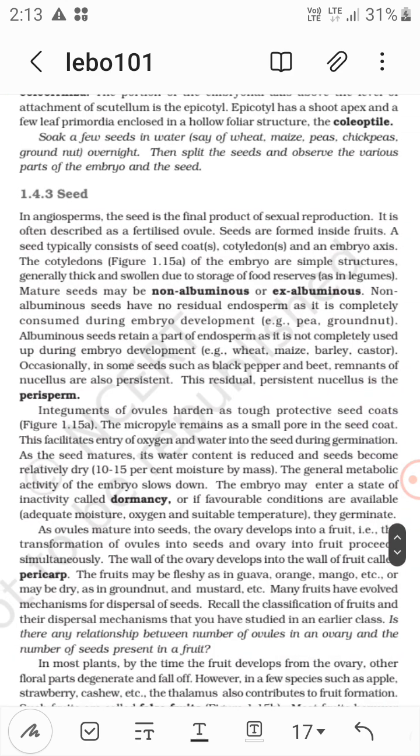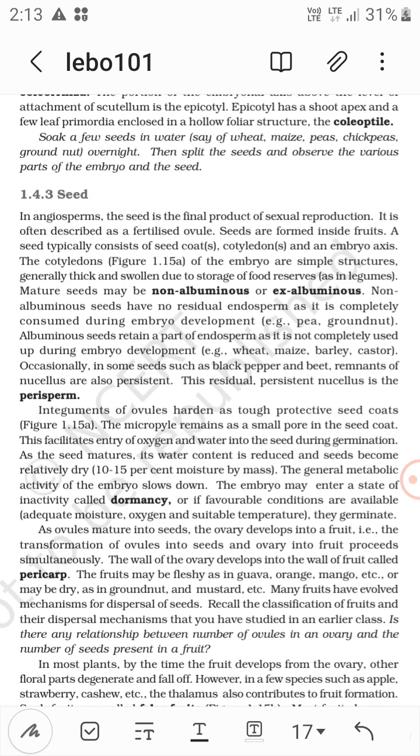So what about the seed? In angiosperms, the seed is the final product of sexual reproduction. It is often described as a fertilized ovule. Seeds are formed inside the fruits. A seed typically consists of a seed coat, cotyledons, and an embryonal axis.